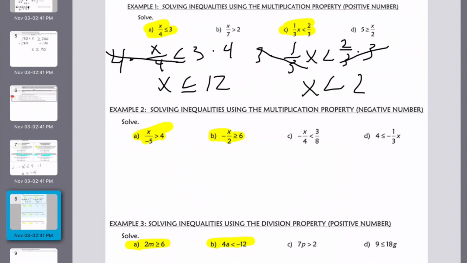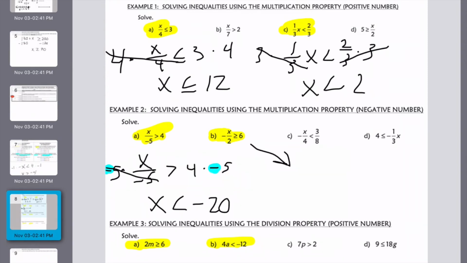Let's think about example number 2. I have x over negative 5 is greater than 4. So what I'm going to do, multiply by my lowest common denominator. So that means I need to multiply both sides by negative 5. So my negative 5's cancel out, and I'm left with x. But since I've multiplied by a negative number, that means my inequality sign has to reverse. So what was once greater than is now going to be less than, and 4 times negative 5 is negative 20.